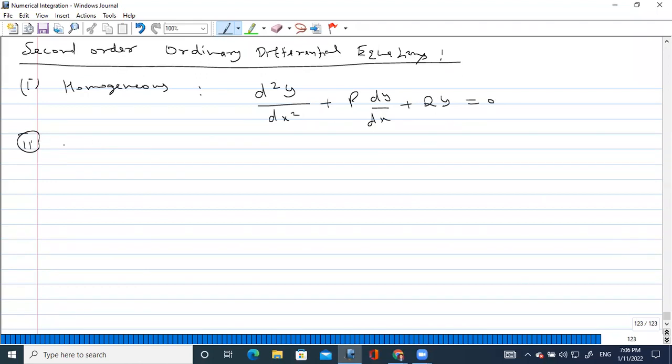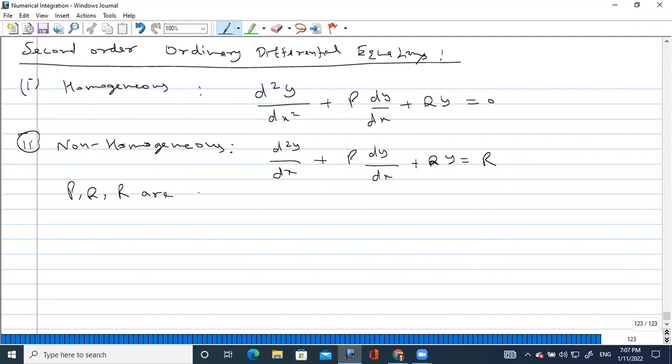And the second type of equations are non-homogeneous. The form will be the same, but in place of 0 on the right hand side, there also will be a function of x. Here p, q, r are functions of x. Okay.